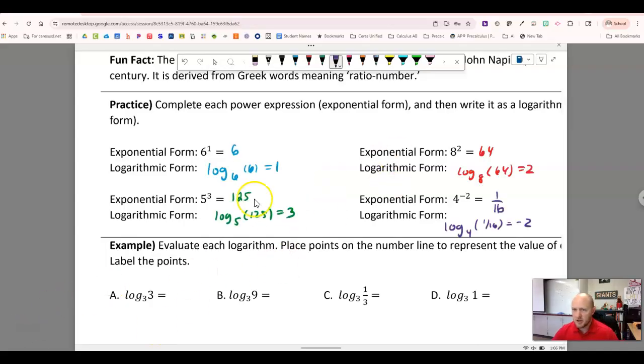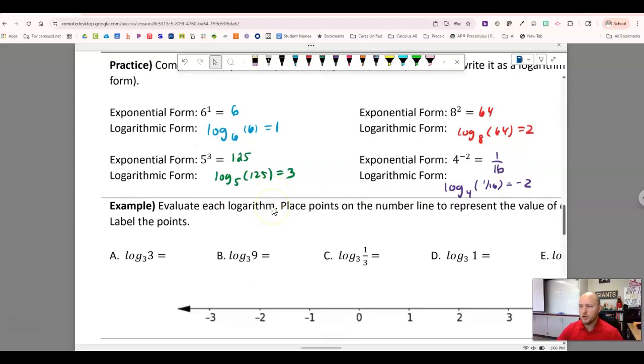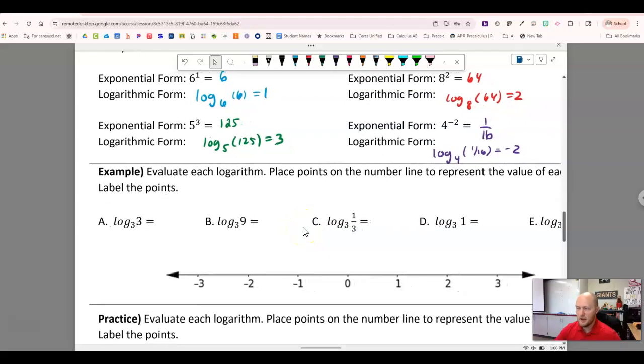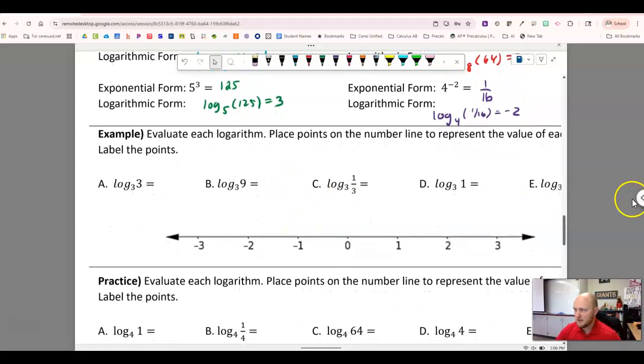Okay, here are the completed exponential forms. 6 to the first is 6, 8 squared is 64, 5 cubed is 125, and 4 to the negative second is 1/16. And then in logarithmic form, we just switch our inputs and our outputs. So notice the base stays exactly the same. Log base 6, log base 5, log base 8, log base 4, and then our inputs and outputs switch. Hopefully you thought about this like, hey, what's log base 5 of 125? Well, that's 5 to the third, so the answer is 3. So we're going to do some more of that here, and let's look.